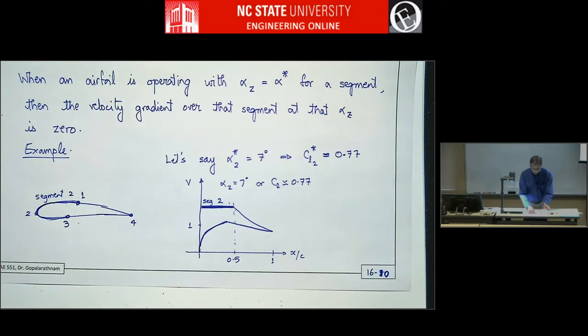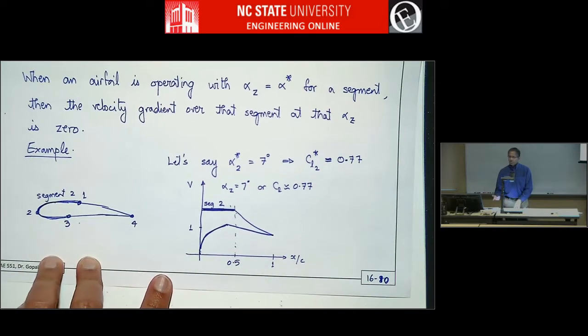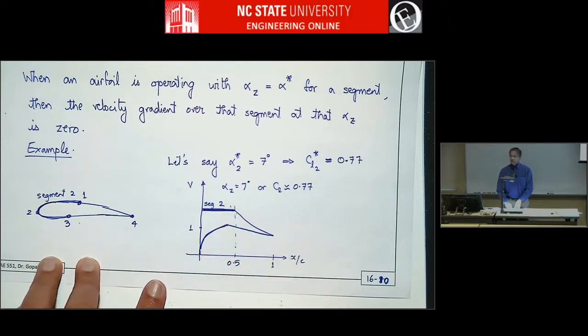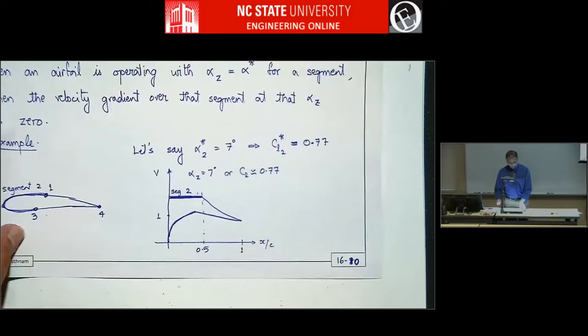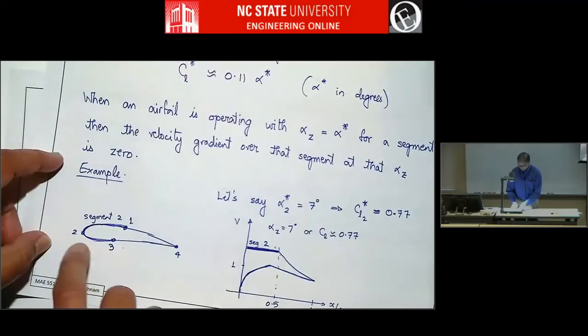I think we talked about how this is actually very useful, because it demarcates things. At anything greater than 7 degrees angle of attack, this velocity will have an adverse pressure gradient, and that's what controls boundary layer behavior, right? Anything less than 7 degrees has a favorable gradient. Now let's take the same airfoil and put some alpha star for the third segment.